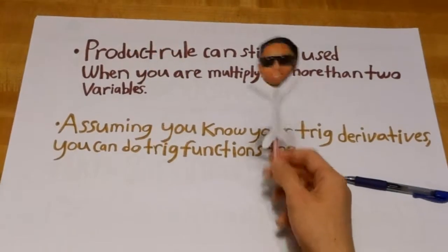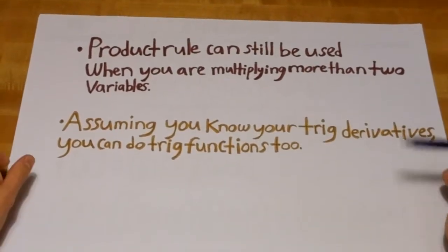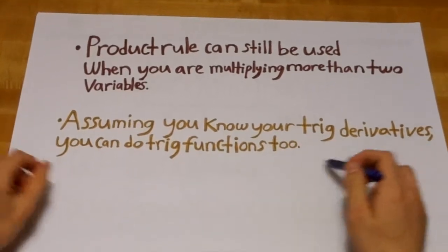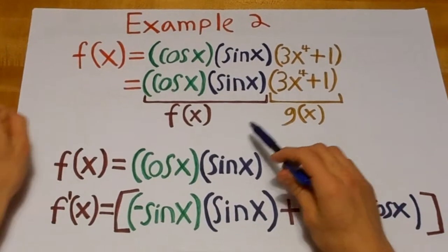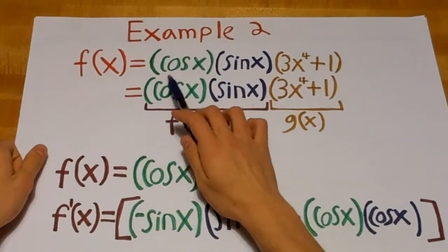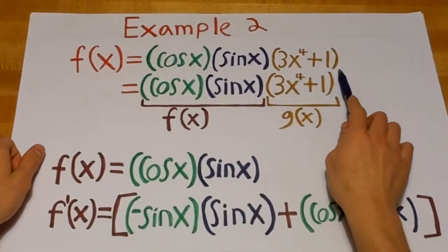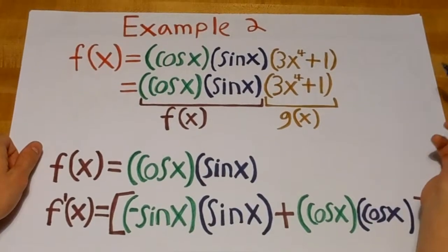But actually, Lil Wayne is right. Product rule can still be used when you are multiplying more than two variables, and assuming you know your trig derivatives, you can do trig functions too. So this example's a little bit longer, it's got a couple more steps. F of x is equal to cosine of x times sine of x times 3x to the 4th plus 1. And it's like calcception, just product rule within a product rule.